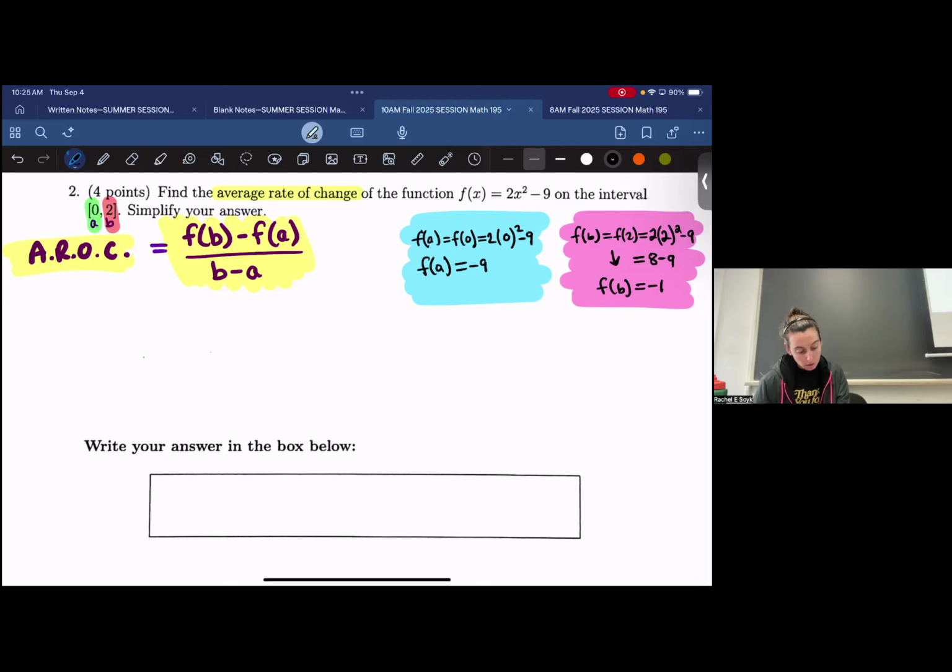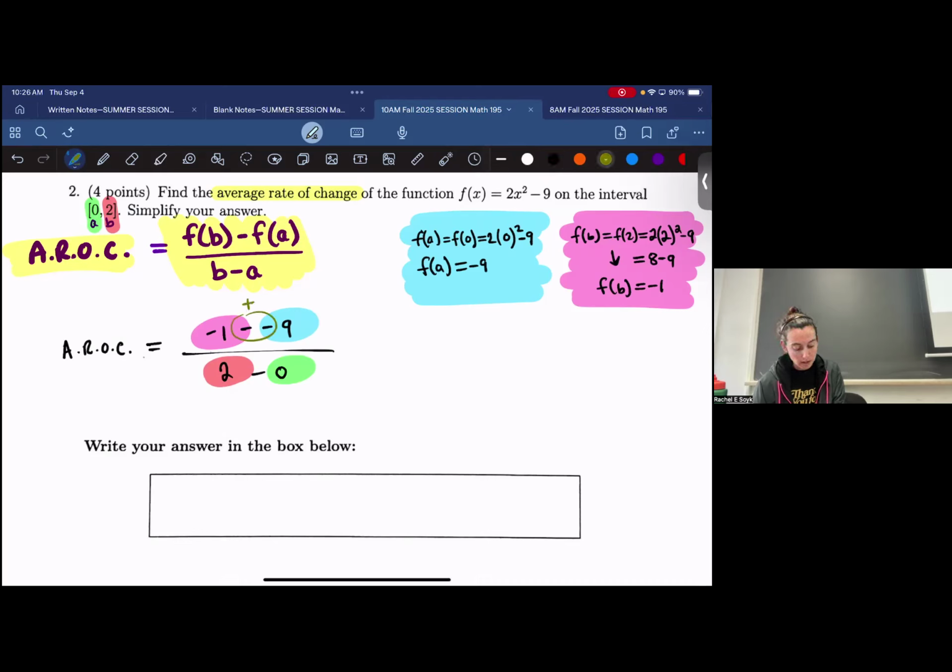And then it's just plugging in all of those numerical values into your formula to get your final results. Our f of b minus f of a all over b minus a. We have -1 minus -9 all over 2 minus 0. Two negatives next to each other give you a positive. And so you end up with 8 in the numerator, 2 in the denominator, which ends up being 4 simplified.